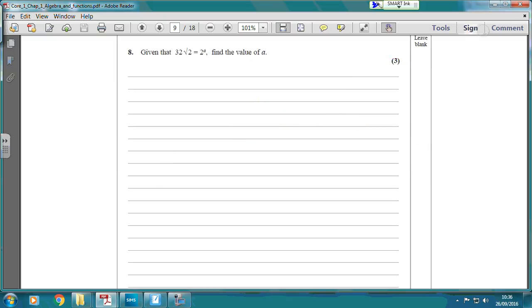Now, I was disappointed that more people didn't get this one right, because we went over this right at the end of one of the lessons. So I was really disappointed that more people didn't get this. I thought this would have been something that everyone would have got.